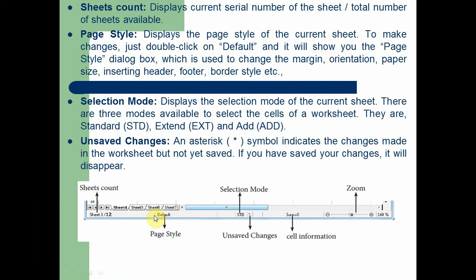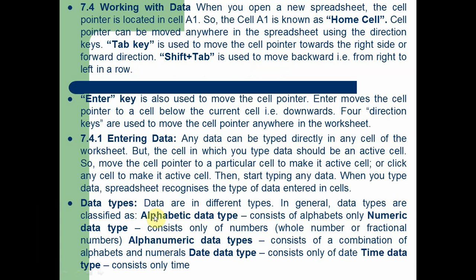Next one is how to work with the data. Of course, the home cell is known as A1, the first cell of any sheet. By using the tab and shift tab, we can move the cell pointer in the forward direction or in the backward direction. If you press tab key, then the cell pointer will move in the forward direction. If you press shift key, then it will move into the left direction. You can use the enter key also, which we already know.